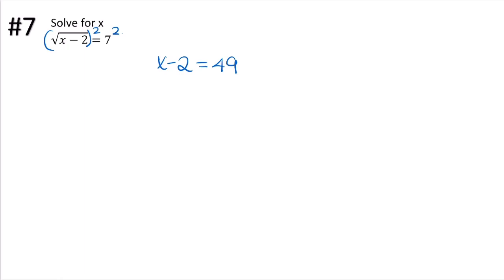Now what I need to do is solve for x. So remember, I can solve for x using those opposite operations. Here I have a minus 2. The opposite of minus 2 is to add 2, so I'm going to add 2 to both sides, and that's going to give me x equals 49 plus 2, which is 51.